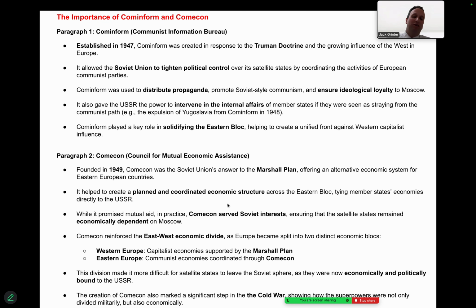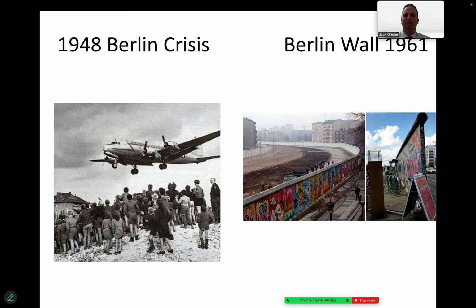I've also got that you could get asked about why Cominform or Comecon were important. So there you've just got some examples about why they're important. Cominform gave the Soviet Union power to intervene in the internal affairs of member states and strengthened Soviet control over the satellite states, over Eastern Europe. We can also call that the Eastern Bloc. And for Comecon, pretty much the reasons why the Marshall Plan was significant are relevant to this, like Europe being divided into two economic camps.